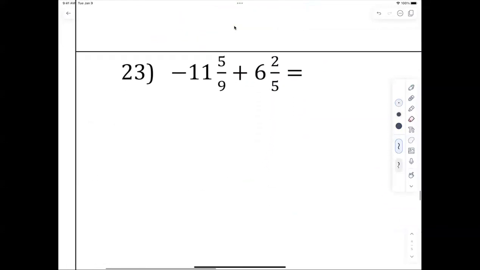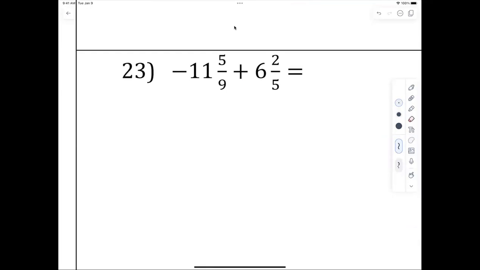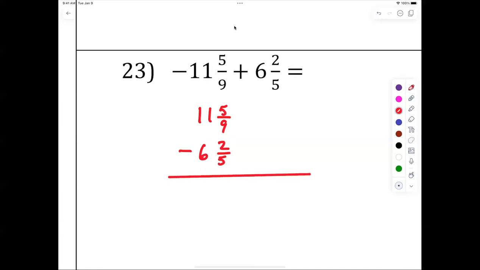All right, let's look at 23. Again, nice work here. All right. Adding or subtracting, Talbot? Subtracting. Which number am I going to write down first? That is correct. Thank you for listening. So 11 and 5/9 minus 6 and 2/5. Is the answer going to be positive or negative?